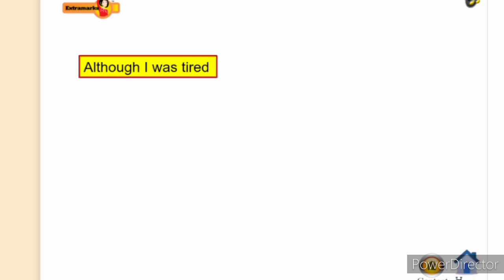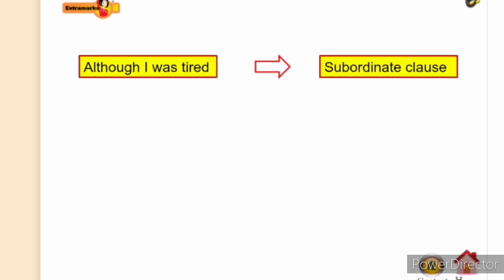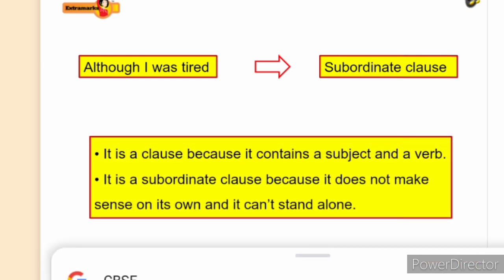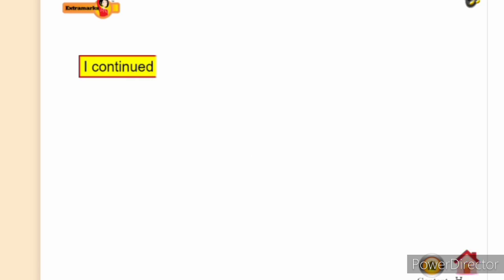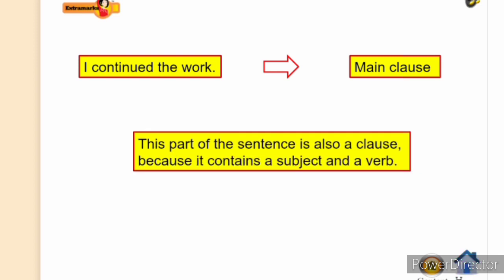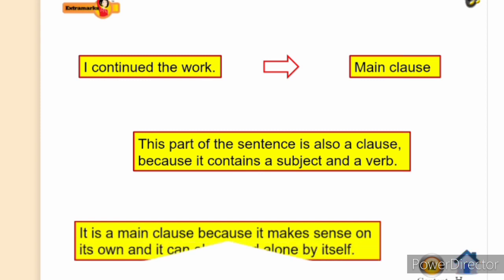In this sentence, although I was tired is a subordinate clause. Here is the explanation. It is a clause because it contains a subject and a verb. It is a subordinate clause because it does not make sense on its own and it can't stand alone. I continued the work is the main clause of the sentence. This part of the sentence is also a clause because it contains a subject and a verb. It is a main clause because it makes sense on its own and it can stand alone by itself.